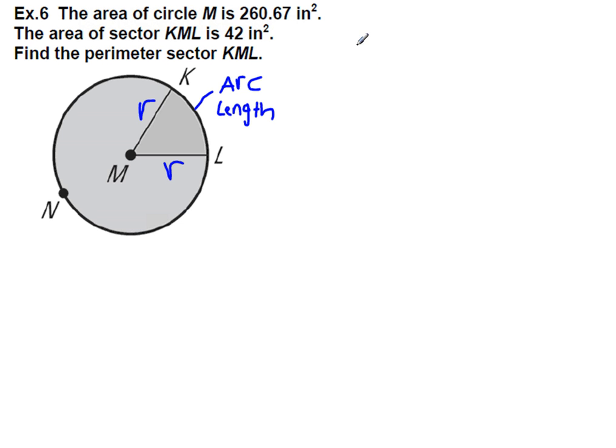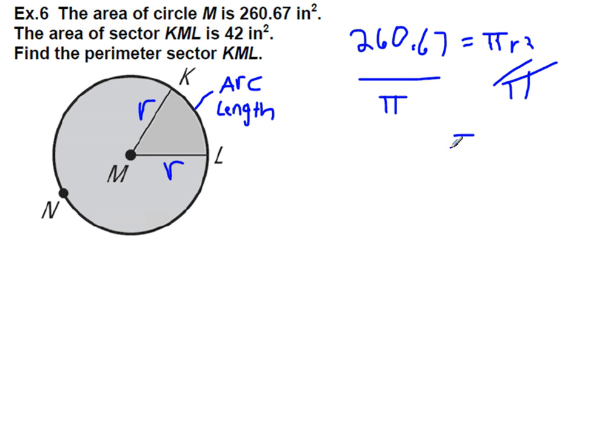If I know the area of the circle, 260.67, I should be able to set that up according to the area formula. Area equals pi r squared. Okay, and so I'll divide both sides by pi. That way we'll get r by itself. And, well, at least we'll have r squared by itself. So 260.67 divided by pi, I get approximately 82.97.